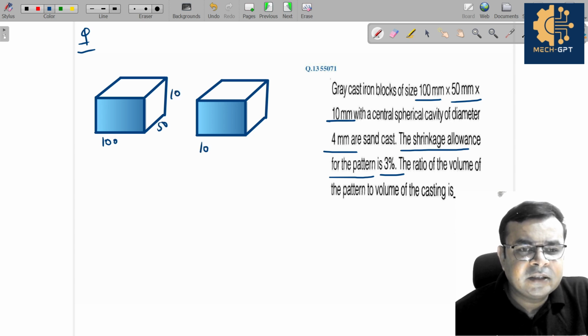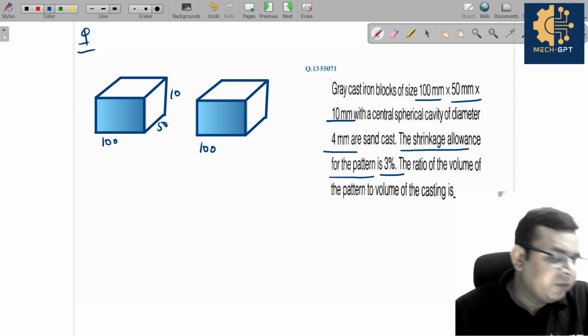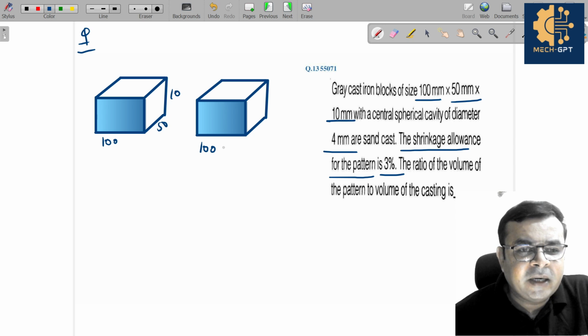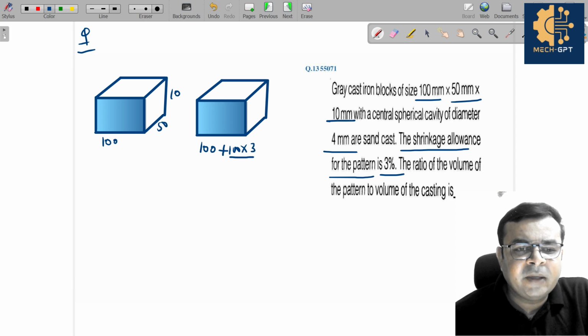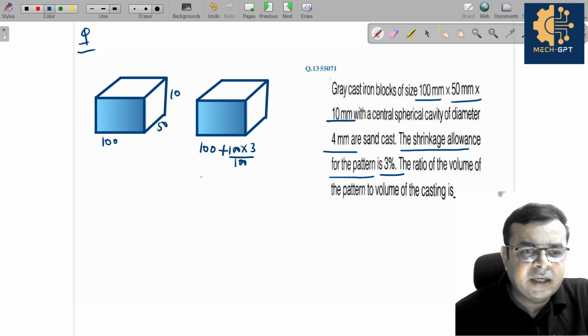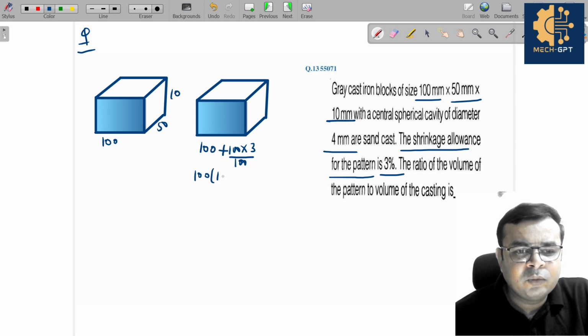So if I say this is 100, and here the pattern allowance is given, that is 3%, it means the pattern size should be enlarged by 3%. So can I say this is 100 plus 100 into 3 by 100? Yes or no? So if I take 100 as common, this is 1 plus 0.03, or simply you can say 100 into 1.03.